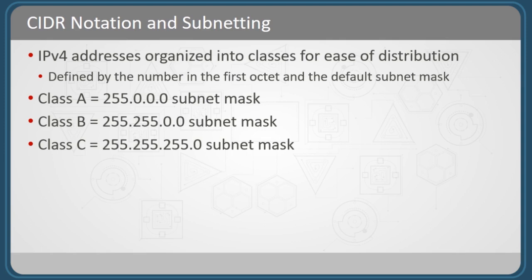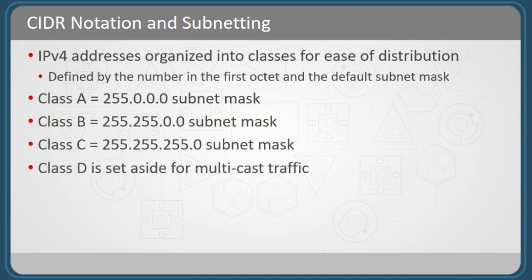So any one class A is exceptionally large, but since there's only 8 bits to identify the network, there aren't very many class A's. Class B's are medium-sized, again, right down the middle, 16 bits network, 16 bits host. And class C's, again, are the opposite. There are only 8 bits available to address your host, so there aren't very many hosts on any one network, but there are a tremendous number of class C networks. So again, class C networks themselves are very small, particularly compared to class A's.